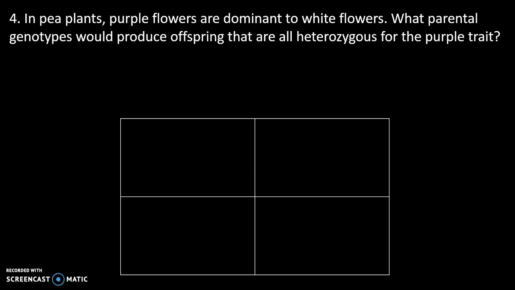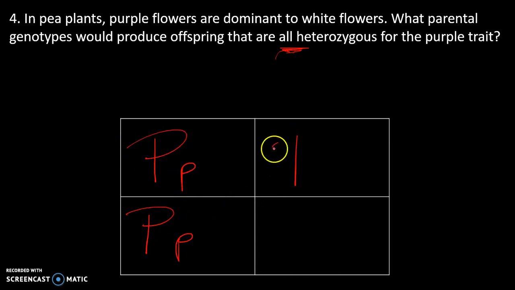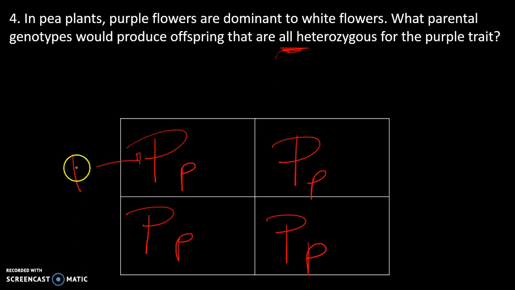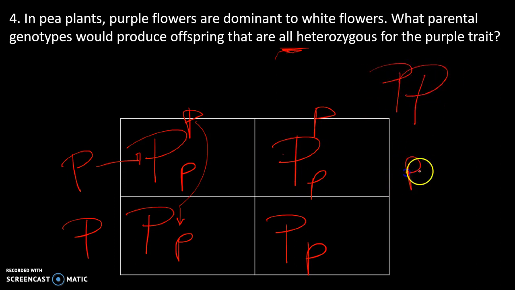In pea plants, purple flowers are dominant to white flowers. What parental genotypes would produce offspring that are all heterozygous for that purple trait? So again, capital P, lowercase p, and if we walk our way through here, this is similar to what we did before. That's going to give me my capital, and to get this, I need a lowercase. Again, here, I get this lowercase from there, so I need another capital here. This capital comes from there to get that lowercase. So again, I need two capital and two lowercase, which means I need homozygous dominant and homozygous recessive.